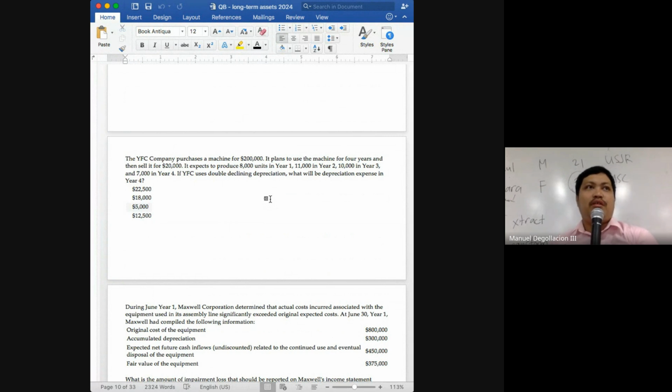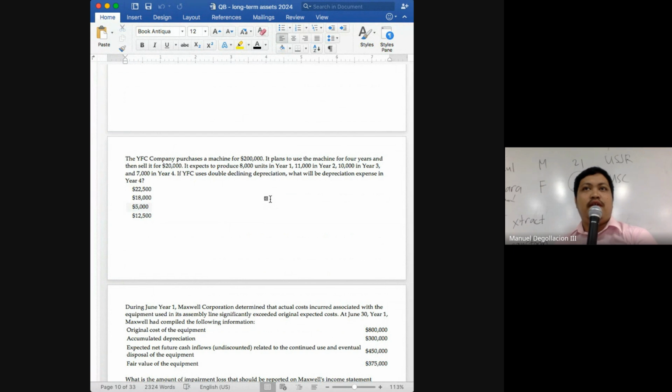Okay, because many students would forget that under the double declining method, residual value will be ignored in the computation. Okay, and then, so how much is 50% of 200? 100,000. That would be your depreciation expense for year 1. Okay, for year 2, how much would be the depreciation expense? Would it also be 100,000? The answer is no.